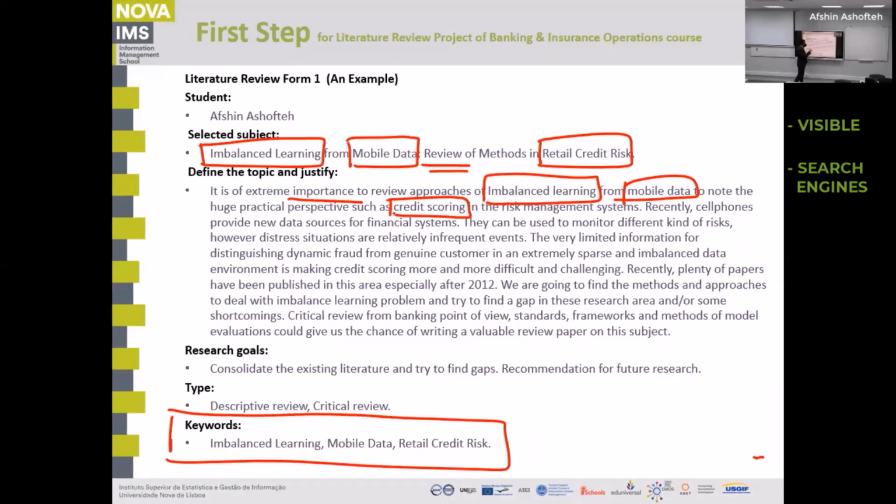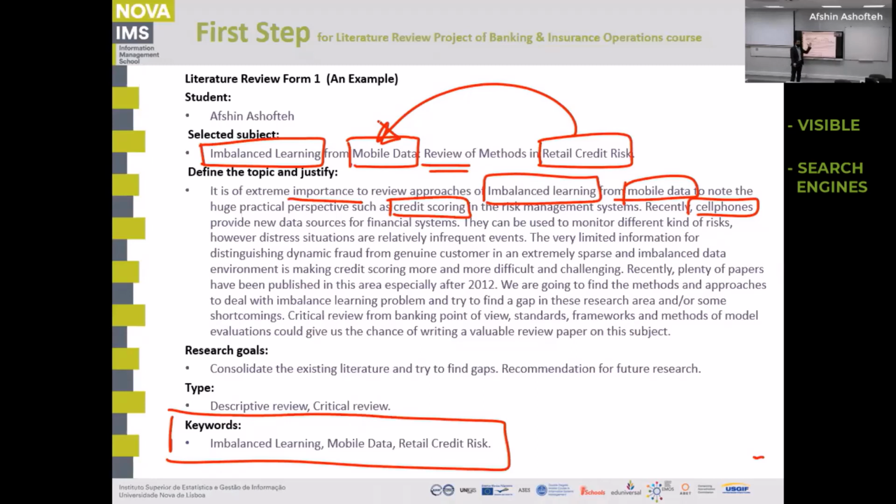And then we start with cell phones. So actually, we are connecting this part of the retail credit risk to mobile data. So the next sentence declares something about cell phones and its relation with the topic that is important.